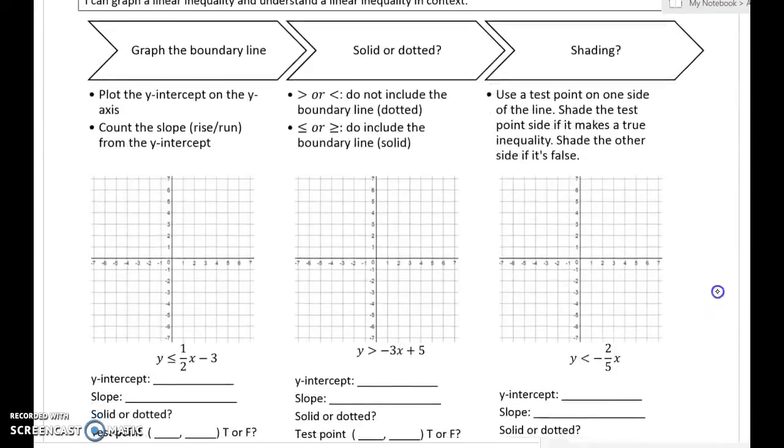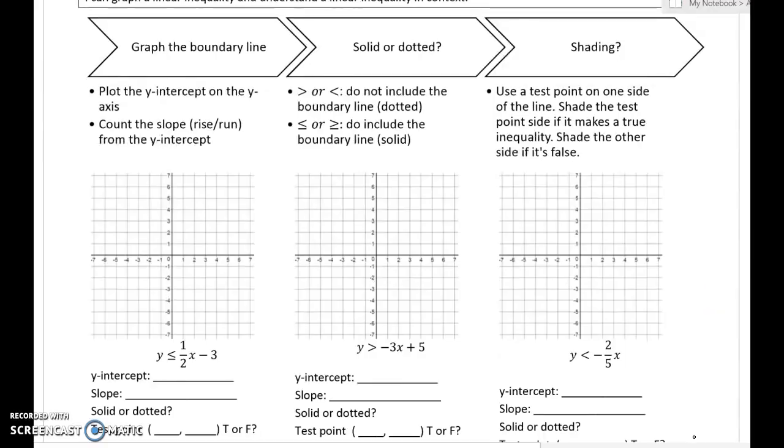So, for the first example, y is less than or equal to 1/2 x minus 3. If the inequality itself throws you off, remember for the initial graphing piece, we're looking at it like a line. So the y-intercept will be right here, -3. The slope is 1/2. Since we have less than or equal to, it's included. So that means it's solid because the boundary line itself is included.